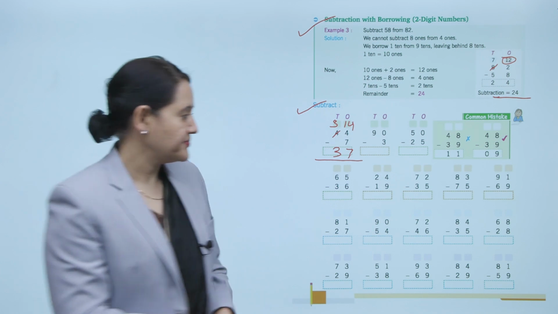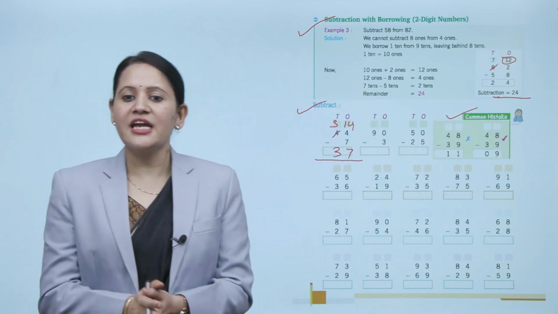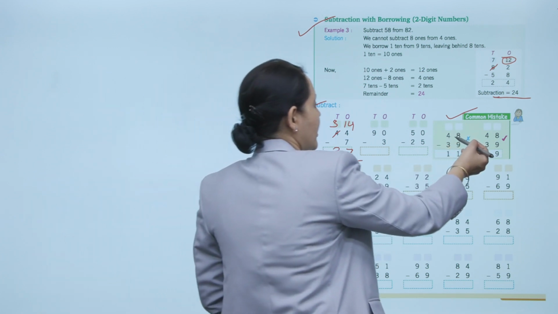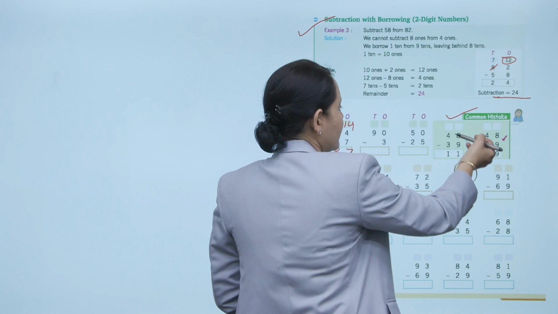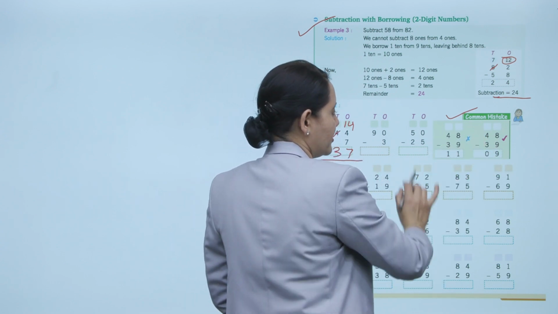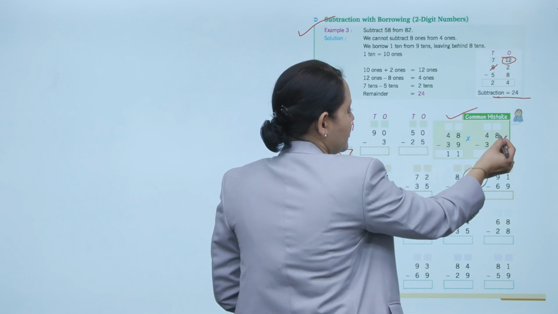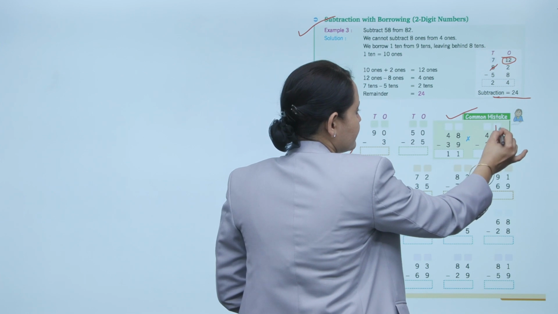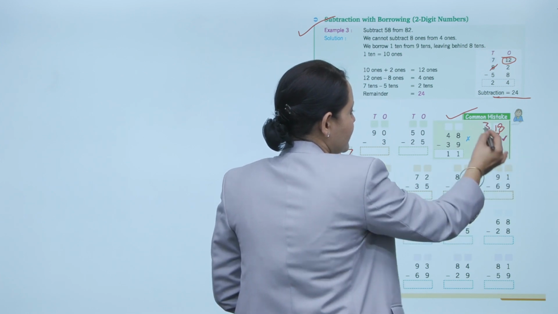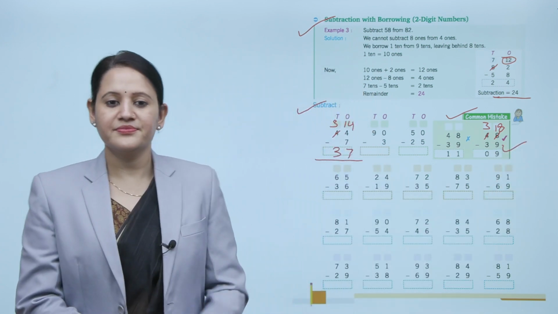Common mistakes. 48 minus 39. So here we have to subtract 9 from 8. That's not possible. We will not write it like this. We have to borrow from tens position. It will become 18 and 3. So 18 minus 9, 9. 3 minus 3 is 0. So this is the correct way of doing this sum.